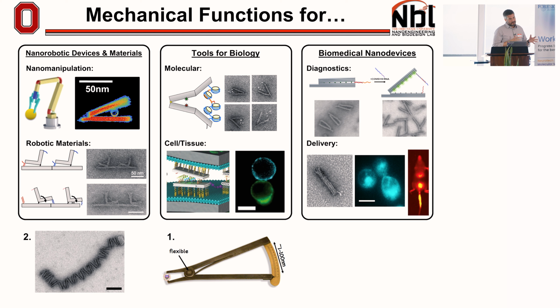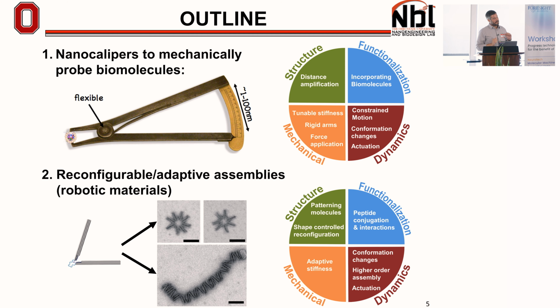And so we try to apply these mechanical functions in different areas: nanorobotics, tools for biology, which is becoming increasingly of interest, and biomedical nanodevices. I won't really talk about biomedical nanodevices, but I'll show you quickly two examples spanning these tools for biology and nanorobotic devices and materials. Again, we're trying to tie these to that underlying design foundation. If we think about trying to build nanocalipers to mechanically probe biomolecules, I highlight some of the underlying design challenges and goals for those tools on the right side. And then later, we'll see if we have time to get into these reconfigurable adaptive assemblies.